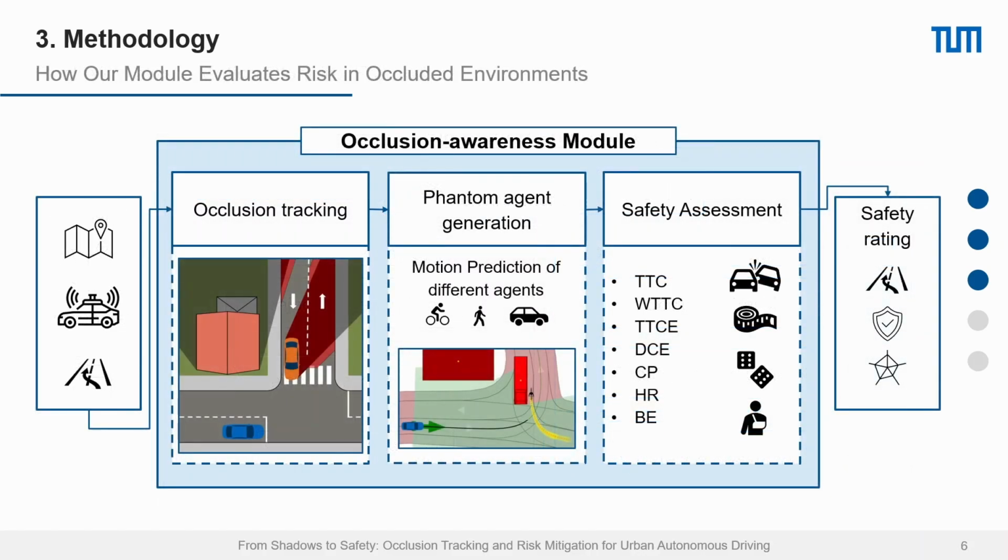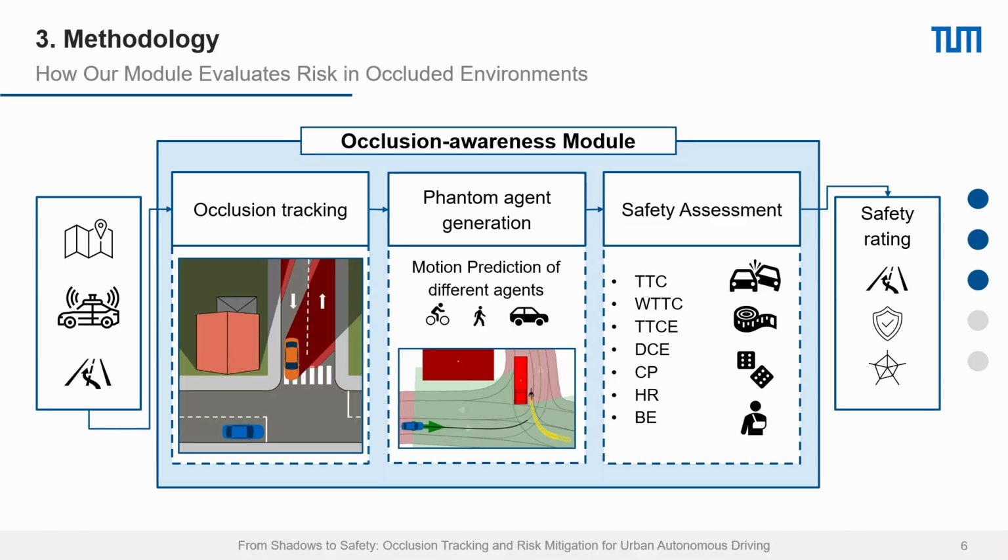So, let's take a closer look at how the occlusion awareness module works. It all starts with occlusion tracking. We don't just look at what's currently hidden, we also track how visibility has changed over time. So, if an area was visible a few moments ago, we know that only something moving at a physically plausible speed could have entered it. And that gives us a more realistic view of where hidden agents might be.